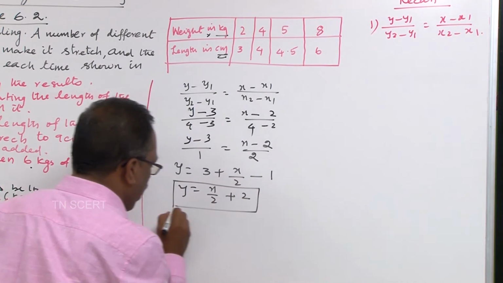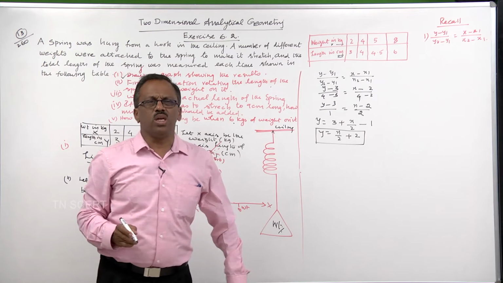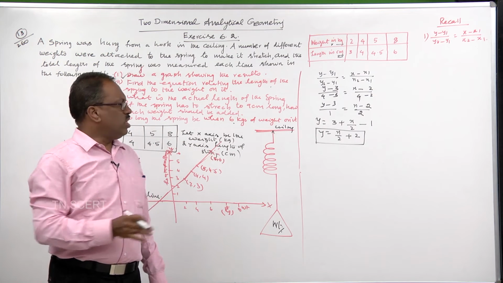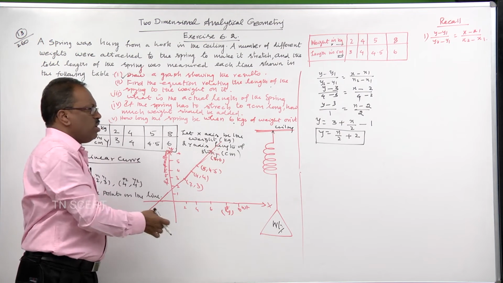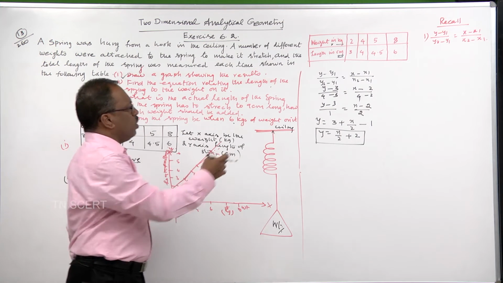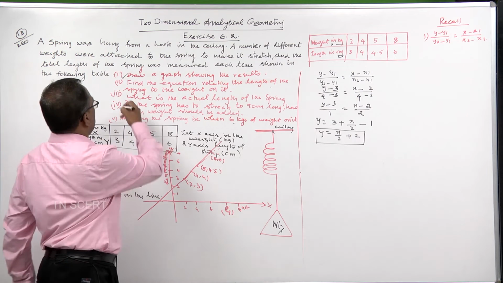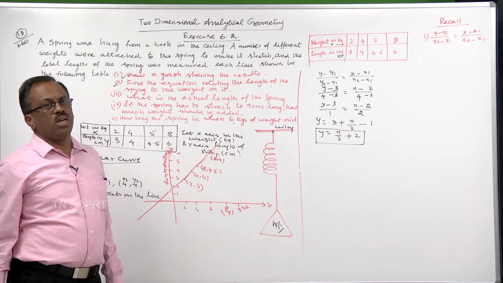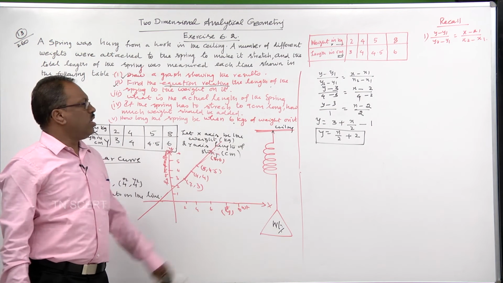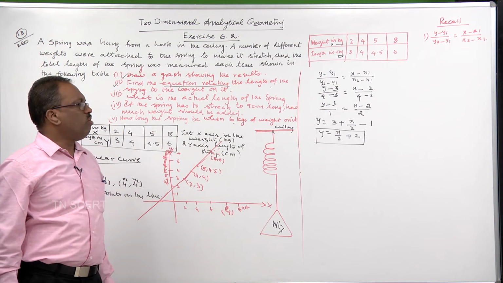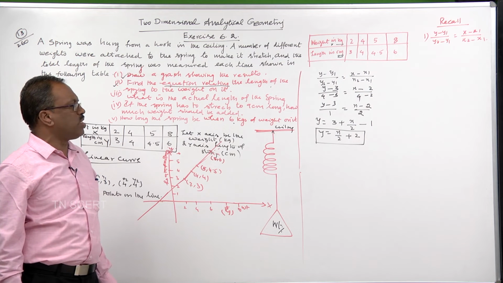So we identify the result: y is equal to x by 2 plus 2. This is the result I got for this line. Now the second one we have completed. We needed to calculate the equation relating to the spring, and the relation is y is equal to x by 2 plus 2.